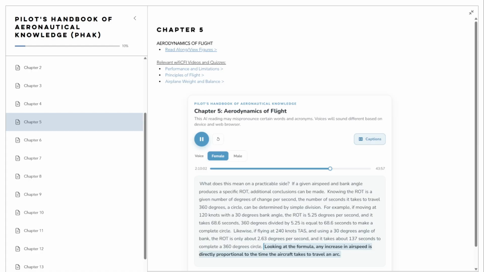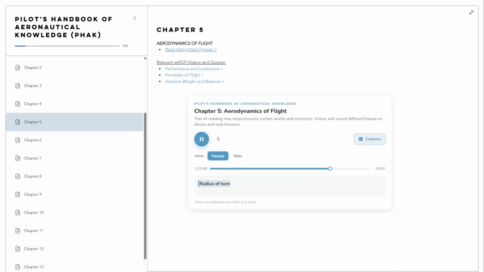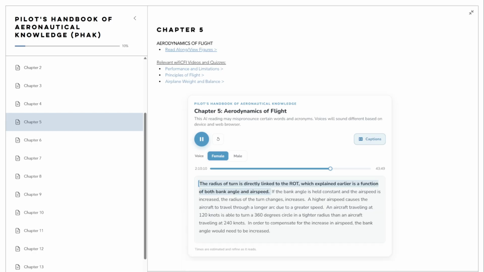Looking at the formula, any increase in airspeed is directly proportional to the time the aircraft takes to travel an arc. Radius of turn. The radius of turn is directly linked to the ROT, which, as explained earlier, is a function of both bank angle and airspeed. If the bank angle is held constant and the airspeed is increased, the radius of the turn increases. A higher airspeed causes the aircraft to travel through a longer arc due to a greater speed.